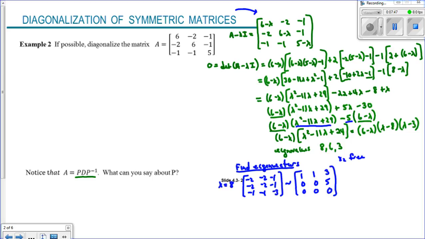We'll have that x1 is minus, okay, let me do one more step here before I do this. Let me take row 2 and divide by 5, and then get rid of that 3 in the last column of the first row. So we have that x1 is negative x2. We have that x3 is equal to 0 and x2 is free.